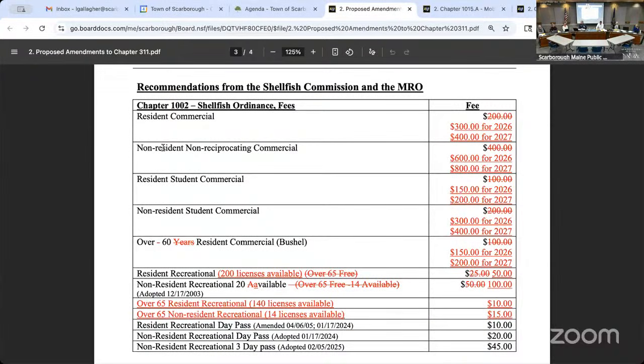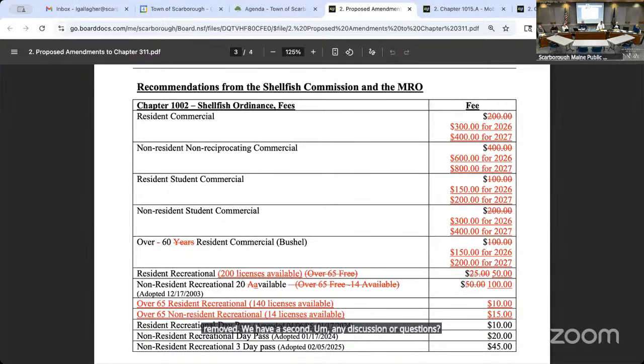Already heard feedback about fees from the previous speaker. Anyone else? Great, thank you. Do we have a motion? Moved. We have a second. Any discussion or questions?